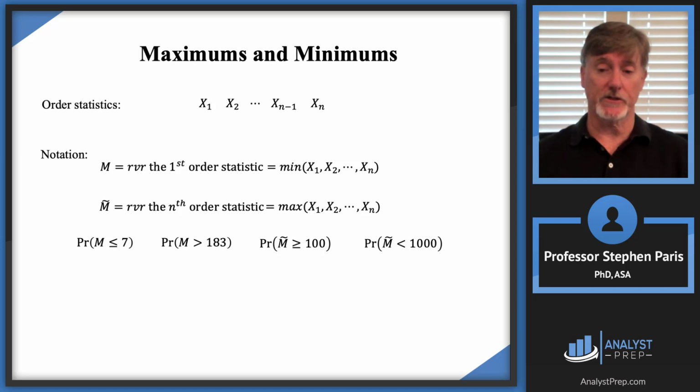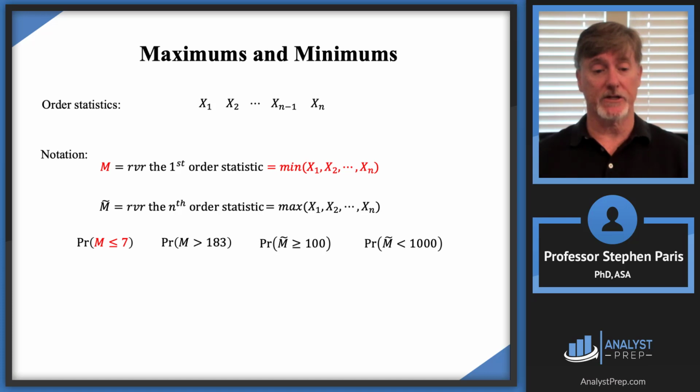I want to make an observation here, an important observation to help you complete problems like this. If we look at the event that capital M is less than or equal to 7, and I've highlighted in red that capital M is the minimum of these variables, the question is, how could the minimum of n variables be less than or equal to 7? Well, it gets kind of complicated.